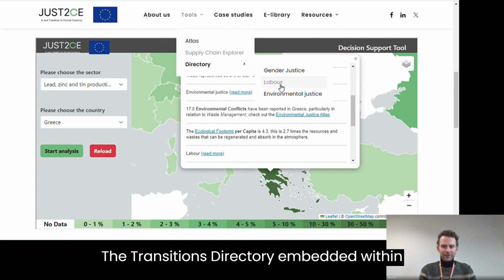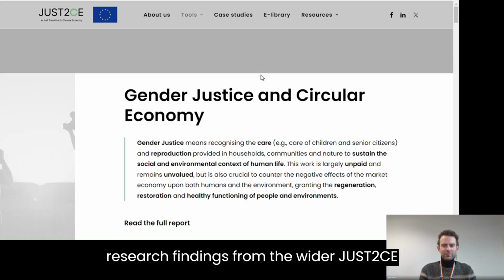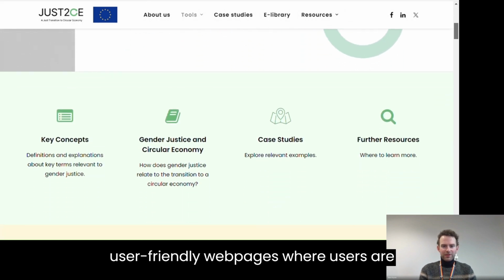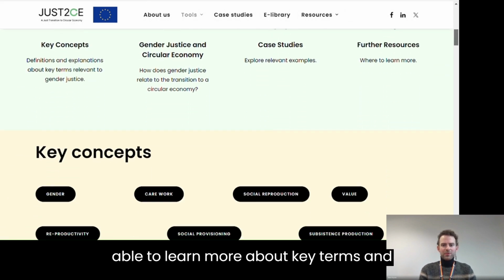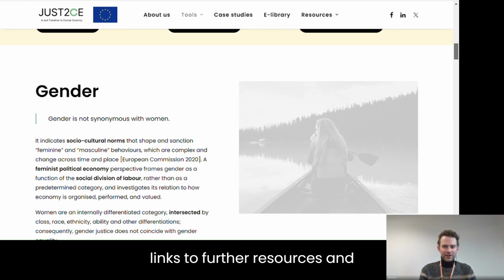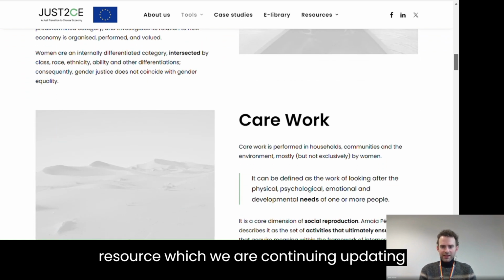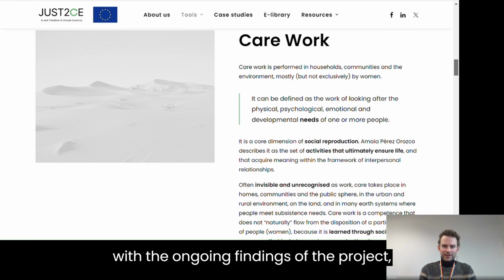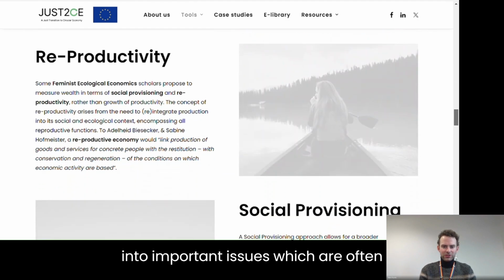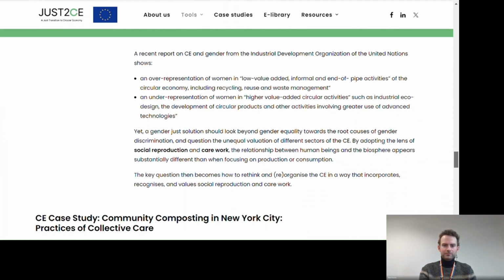The transitions directory, embedded within our website, showcases some of the research findings from the wider JUST2CE project. This distills our reports into user-friendly web pages where users are able to learn more about key terms and issues, explore case studies, and find links to further resources and information. This is an expanding resource which we are continually updating with the ongoing findings of the project, and we hope it provides valuable insights into important issues which are often forgotten in discussion of circular futures.